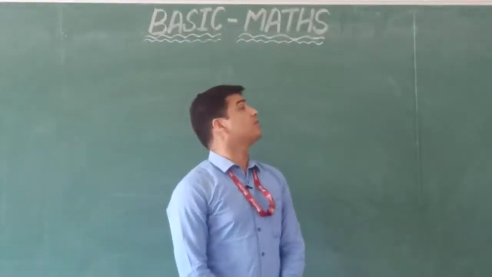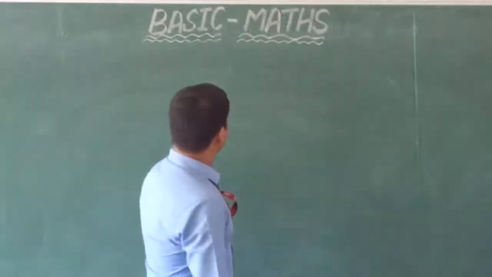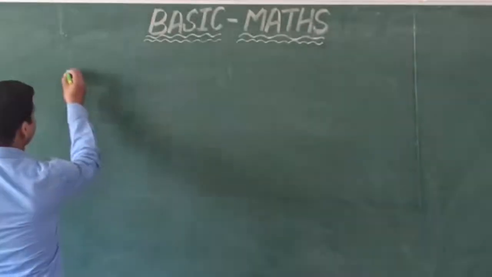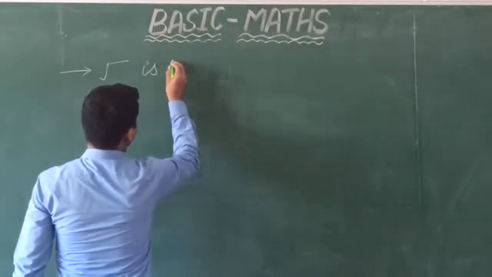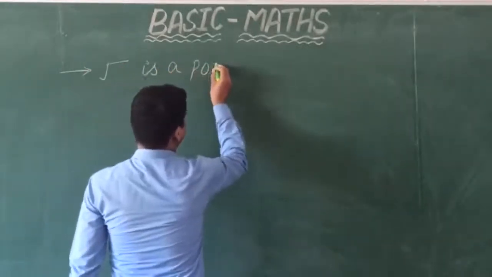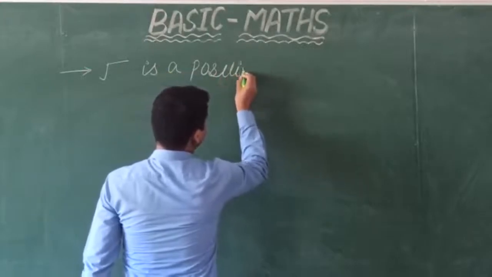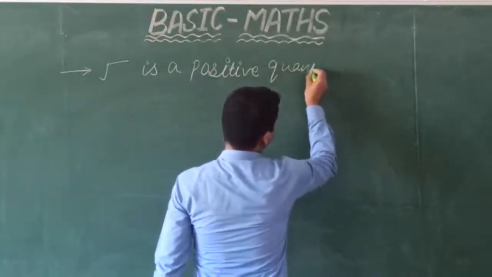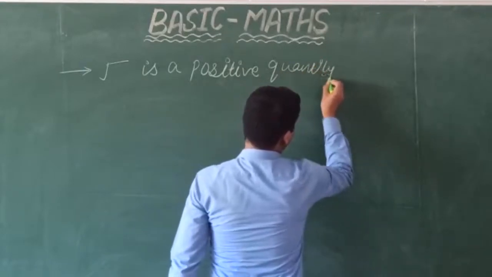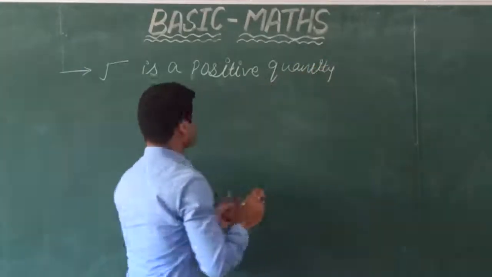So today we are going to discuss basic maths. Okay. So what is the first point here? The first point is root is a positive quantity.